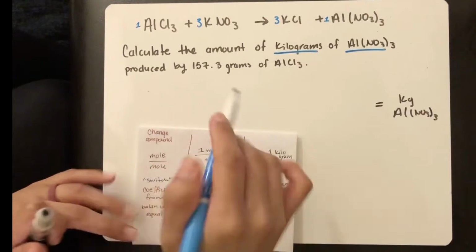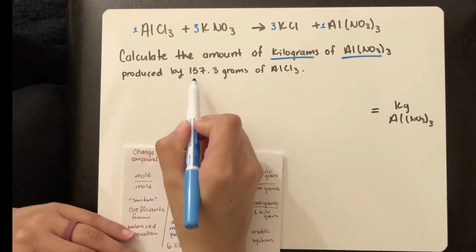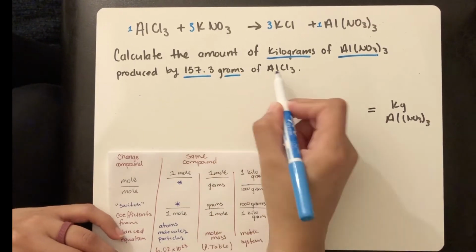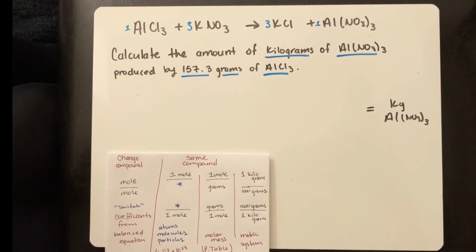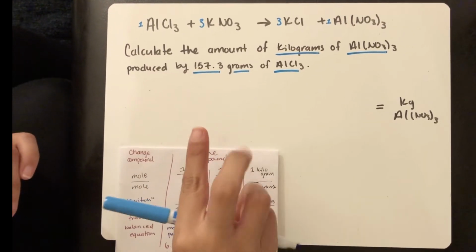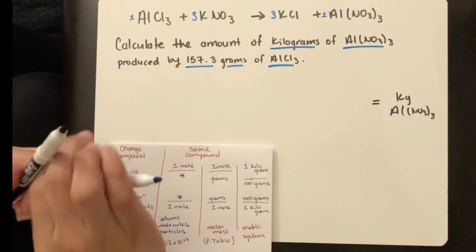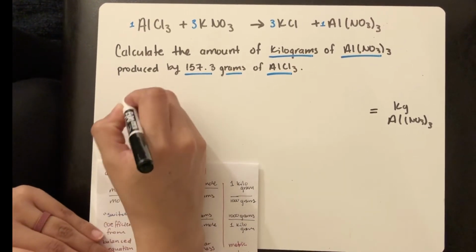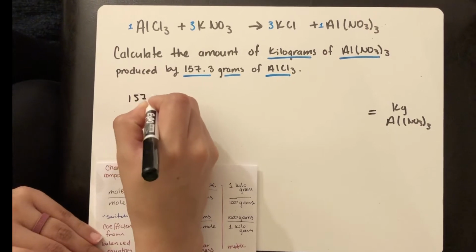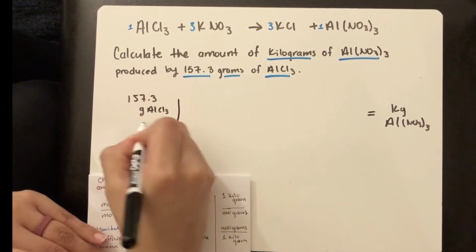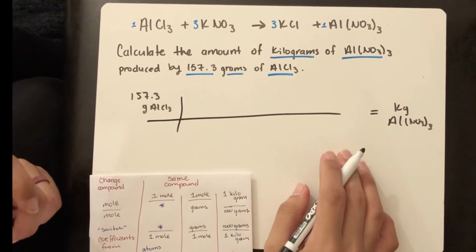The question also gives us a piece of information that is 157.3 grams of a compound. So remember, we're always looking for a number, a unit, and a compound. Those three things tell us what our initial point is for our dimensional analysis. So that is what we're going to write at the very, very beginning. So we have grams of aluminum chloride. So we're going to do our little dimensional analysis.